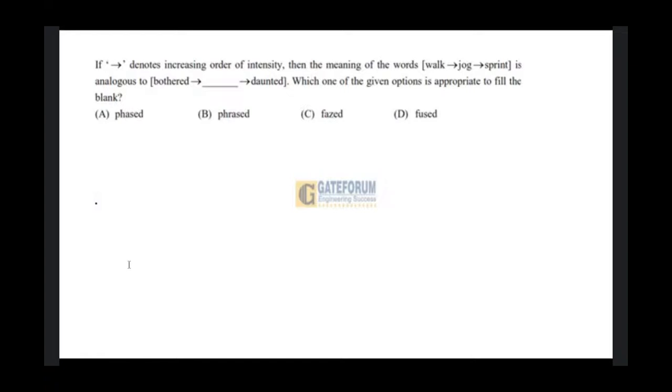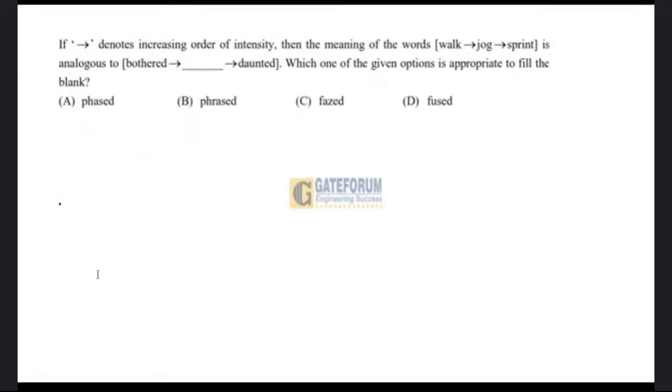Now, bothered. I hope you understand what is the meaning of bothered. Means it's being concerned about something. I am bothered as to why people are not getting good marks. So I'm concerned. What is the meaning of daunted? Daunted means pure intimidation. I am daunted by the mafia in my locality. So I am absolutely intimidated by the mafia of my locality. That's the most extreme form.